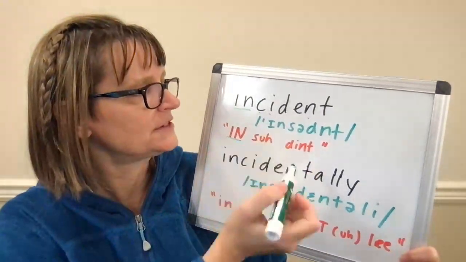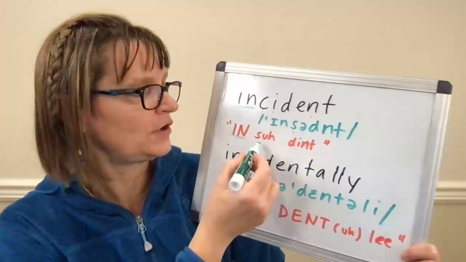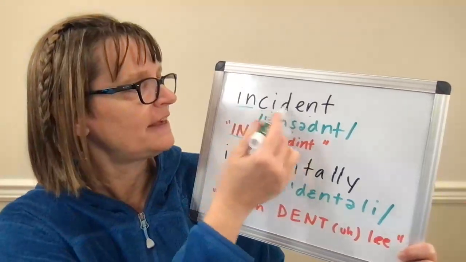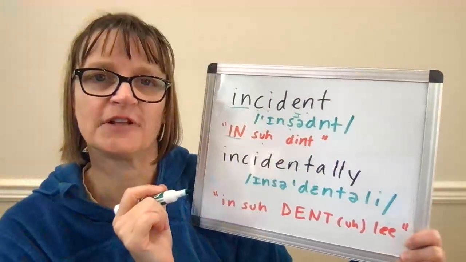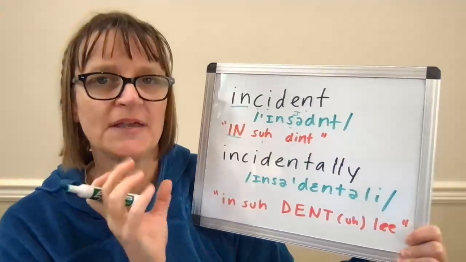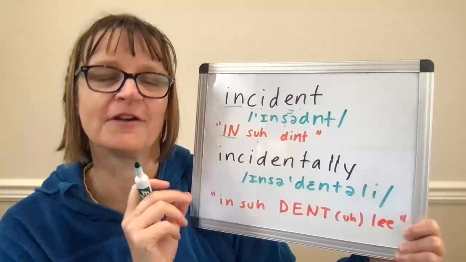In incident, the letter C says the sound like we often spell with letter S. And then this I is either going to be an unstressed I sound or an unstressed sound. Basically, it doesn't matter too much. You just want to be very short and have a reduced vowel there.